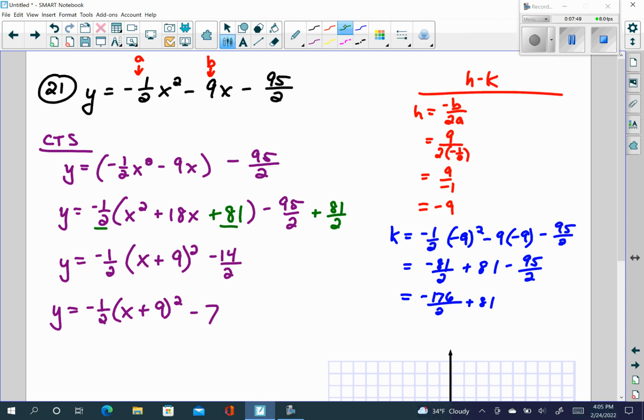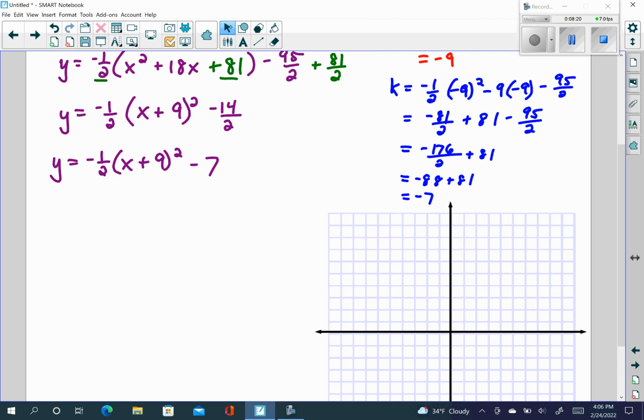81. Now to divide 176 by 2, yes, it'll be negative, but if you need to, do some long division. Try not to rely on a calculator. We take 2 into 17, because 2 can't go into 1. 2 into 17 goes 8 times. 8 times 2 is 16. We subtract. That gives us a 1. We bring down this 6. 2 into 16 again is 8. So we get a negative 88 plus 81 is negative 7.